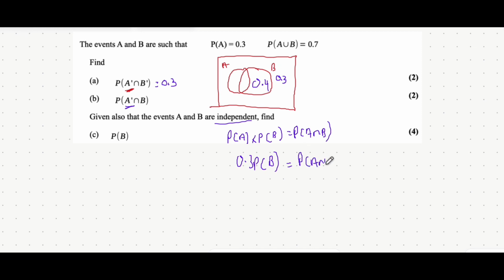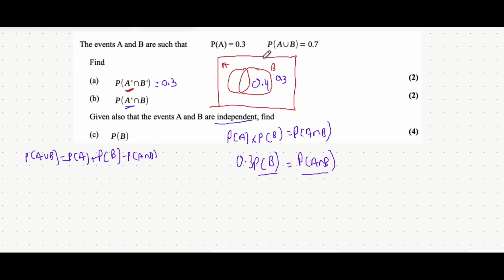So there's two unknowns here. How do we go about doing this? Well, you actually want to form another equation involving probability of B and A intersect B, so that you can solve them as simultaneous equations. There is another equation that does involve both variables, which is that A union B is equal to A plus B minus their intersection.